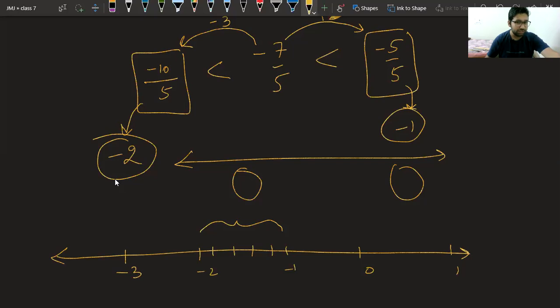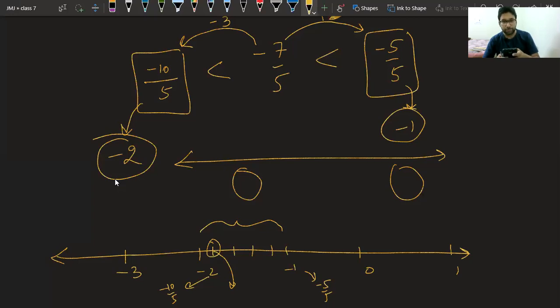And now, this minus 2 can be written as what? Minus 10 upon 5. This minus 1 can be written as what? Minus 5 by 5. And please tell me, what is the value of this first division?